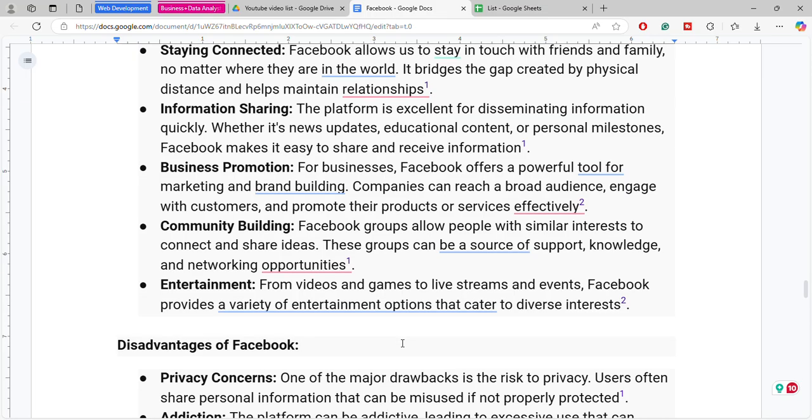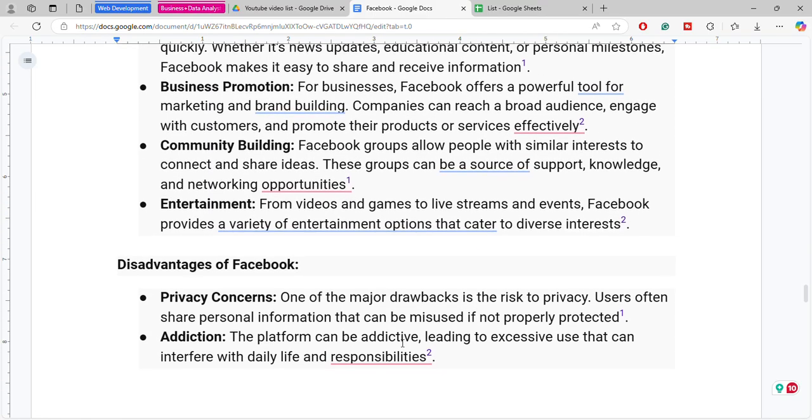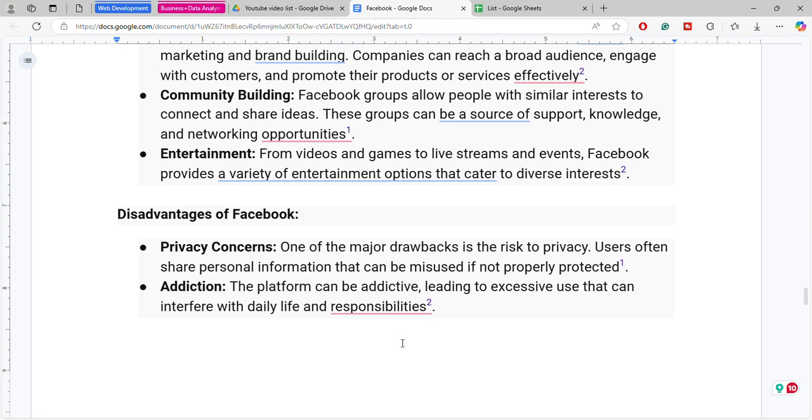Entertainment: from videos and games to live streams and events, Facebook provides a variety of entertainment options that cater to diverse interests. Disadvantages of Facebook: privacy concerns. One of the major drawbacks is the risk to privacy. Users often share personal information that can be misused if it is not properly protected.